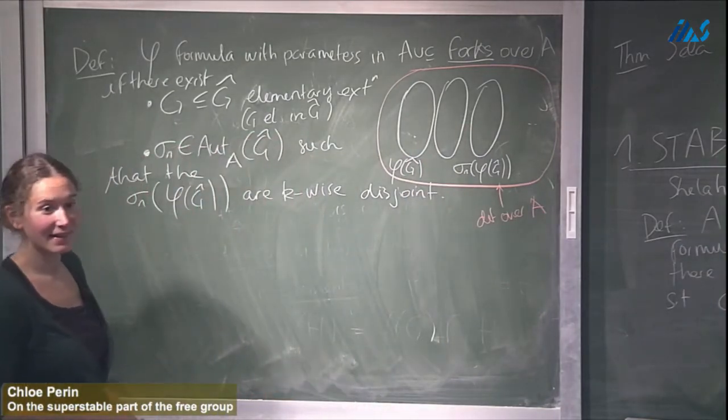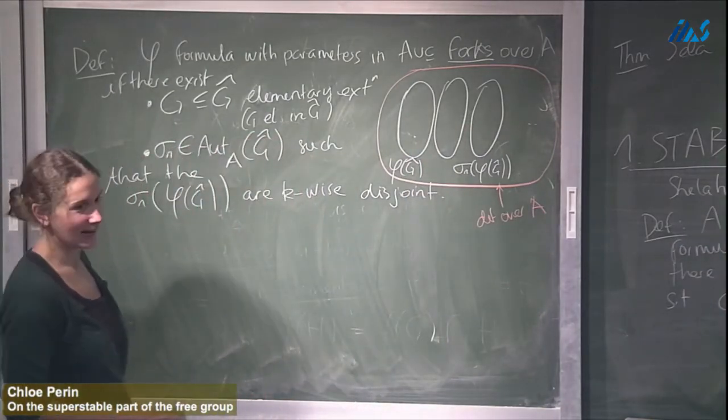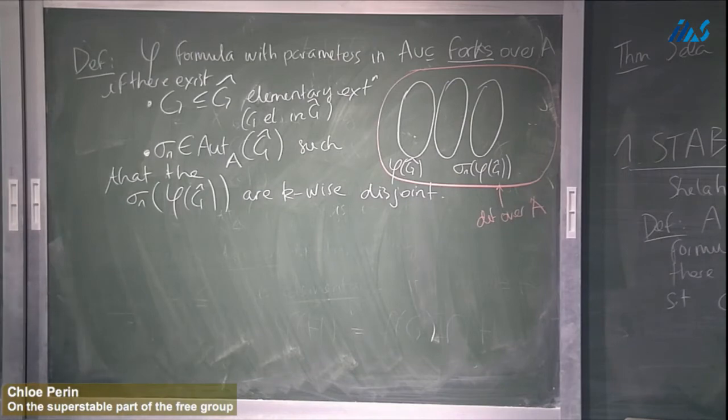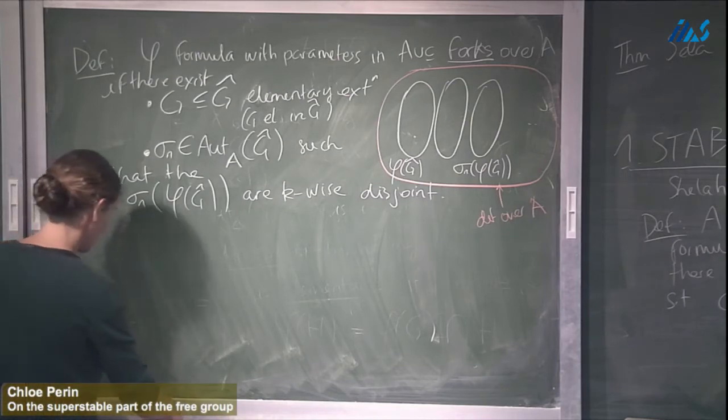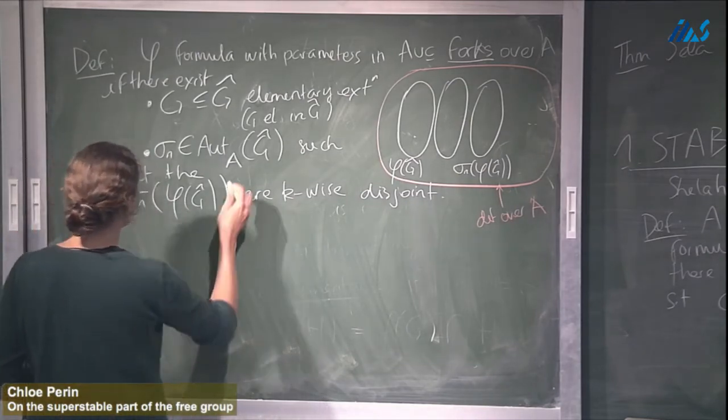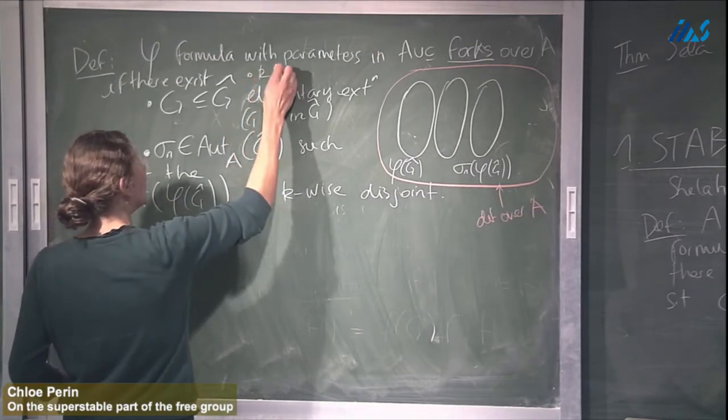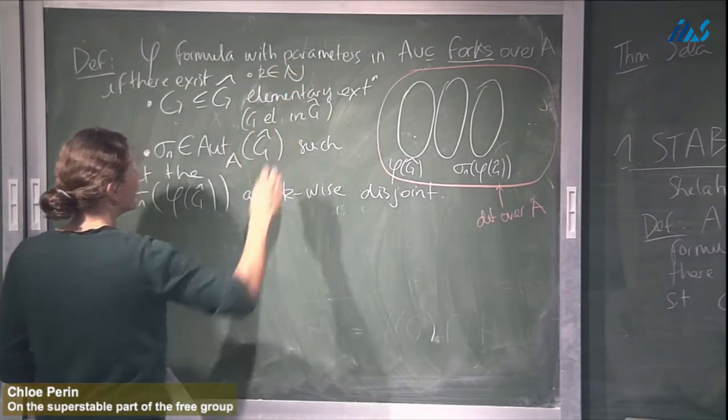Okay, so yeah? K-wise means every K tuple. Yeah, every K tuple is disjoint. For some K, yeah. So there exists a K here also.